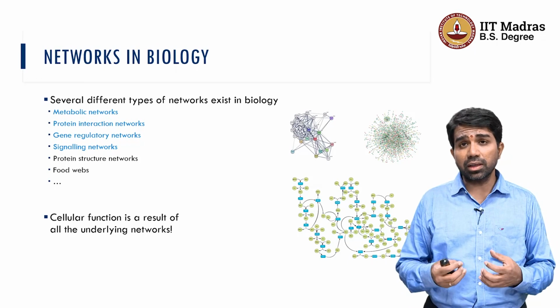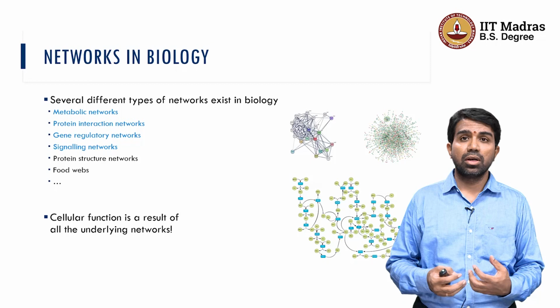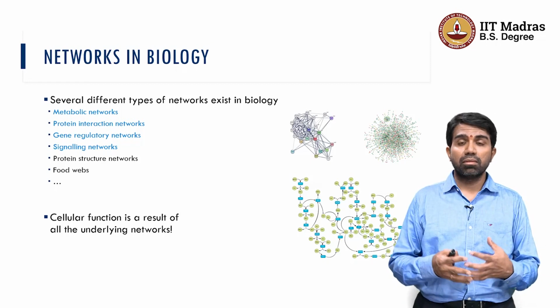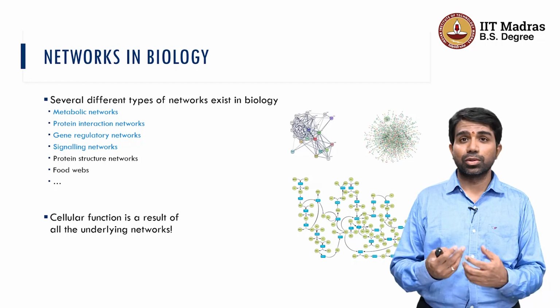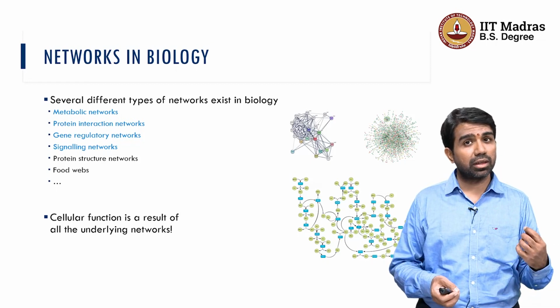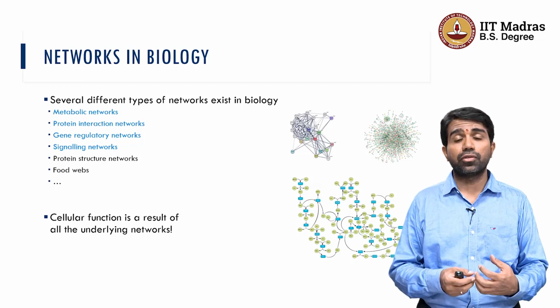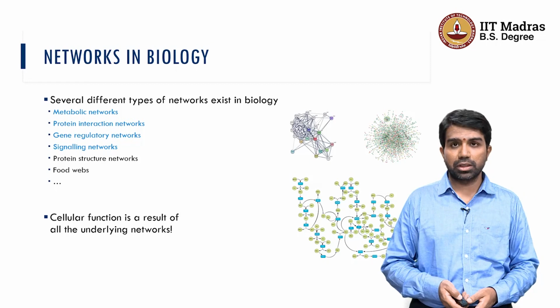And if you see, cellular function itself is a result of all these underlying networks. So these networks together are the cause for cellular function and even disease and so on. So disease is basically not the dysfunction of a single gene, but you can really think of it as the dysfunction of a network going wrong, causing various kinds of problems that you see.